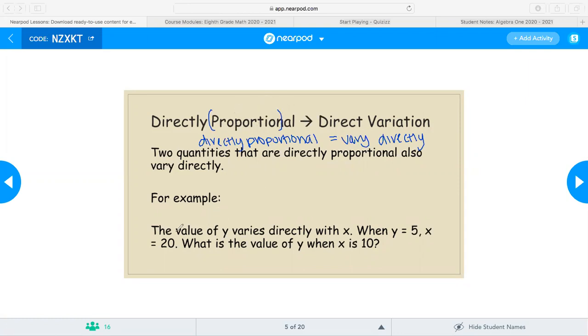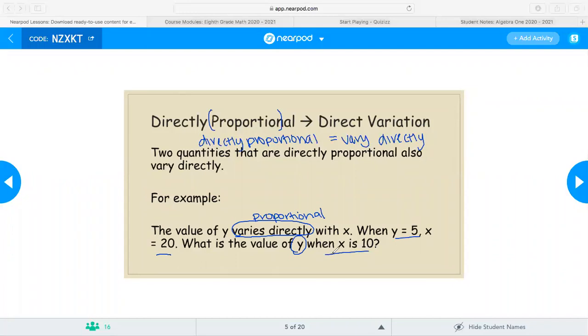Let's look. The value of y varies directly with x. Automatically, varies directly tells me that y and x are proportional. When y equals 5, x equals 20. What is the value of y when x is 10?